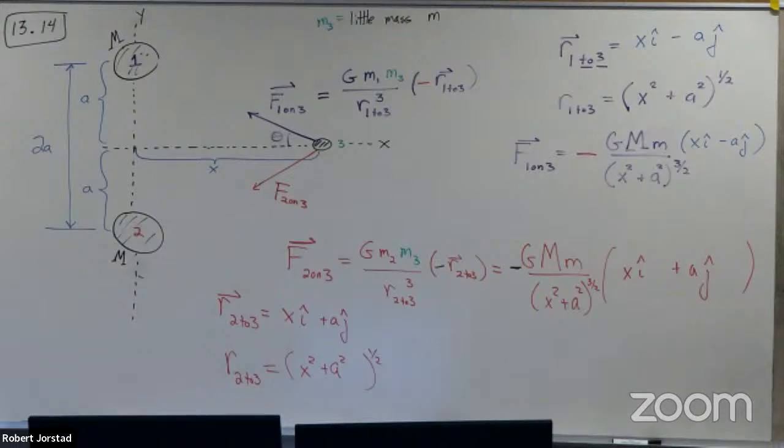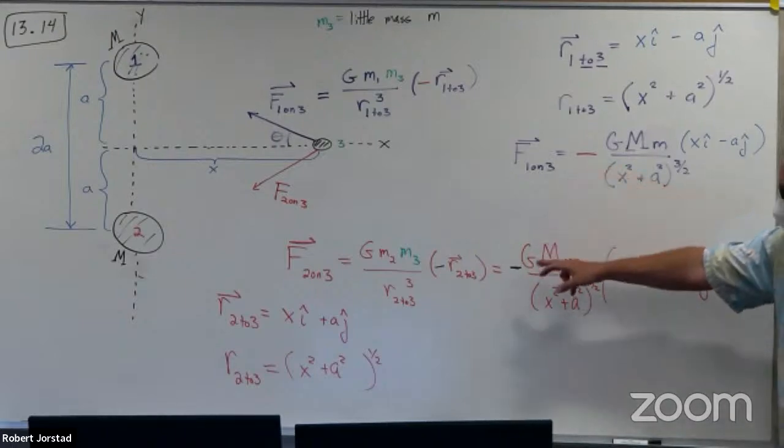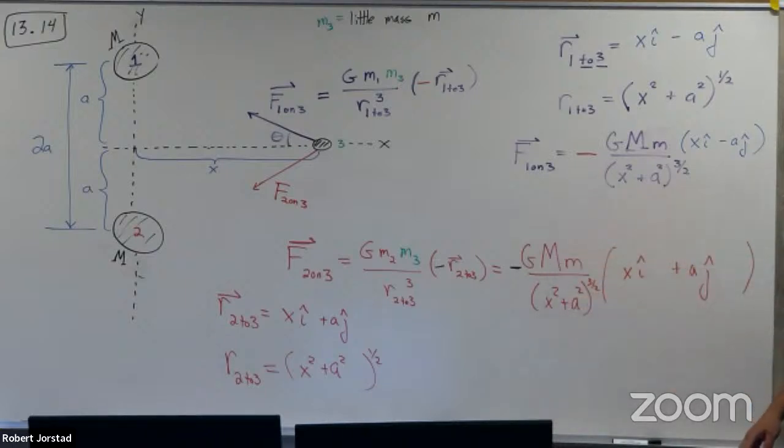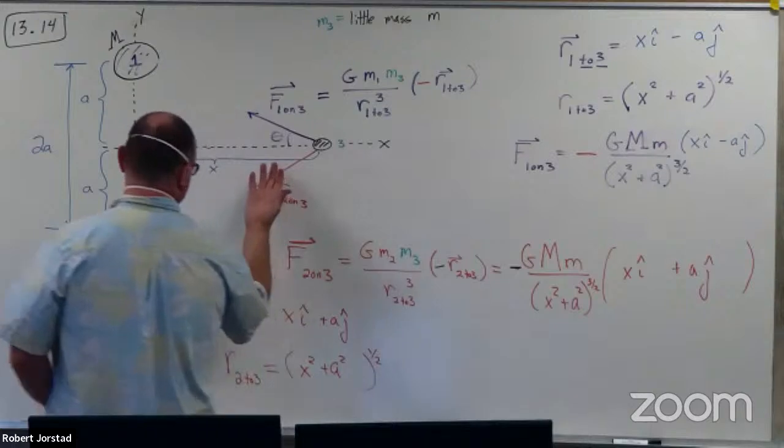Which component drops out? The j hat. Do you agree they both have a minus sign? They both have the same prefactor. This one's going to have x inside and x inside. It's got negative a, positive a. Let's look at the picture. Does that make sense?